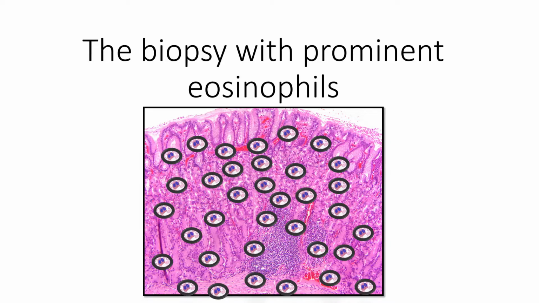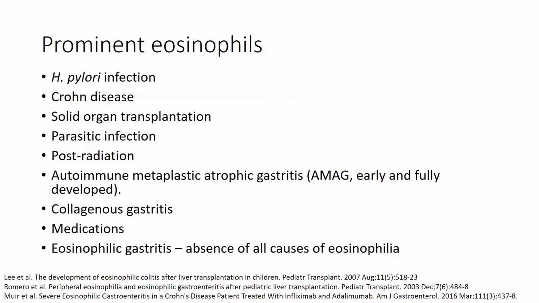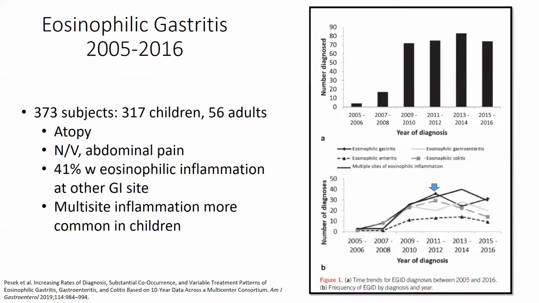Let's start with the biopsy with prominent eosinophils. When we see a biopsy with prominent eosinophils, this brings up a whole host of differential diagnoses, including radiation, the status post-radiation, collagenous gastritis, multiple medications, solid organ transplantation, and even H. pylori infection. And in fact, there's a couple of case reports in the literature of patients cured of eosinophilic gastroenteritis after H. pylori eradication. Only when we have excluded all of these potential associations, we can begin to think about the possibility of eosinophilic gastritis.